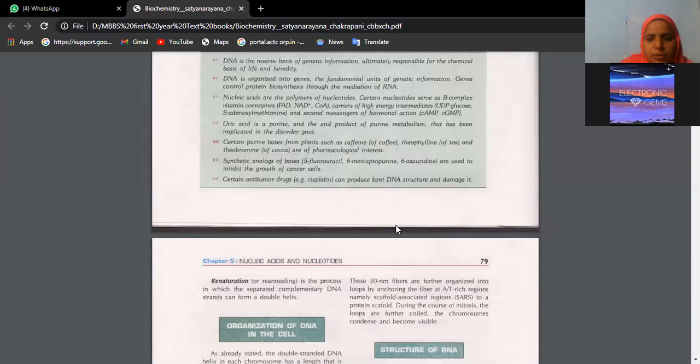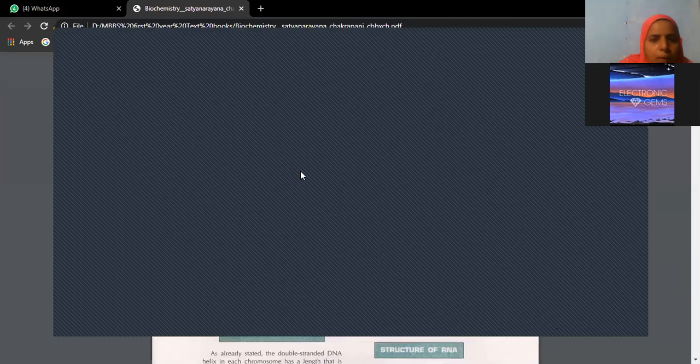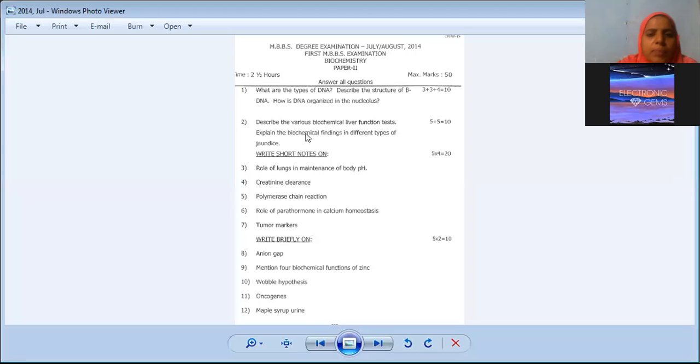Okay, we'll go with the next question now. What are the various biochemical liver function tests and biochemical findings in different types of jaundice?